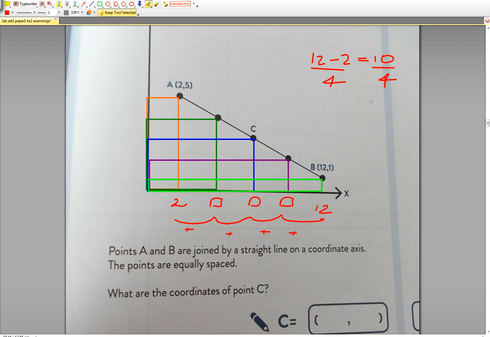So what's 10 divided by 4? Come on, go on. 2.5. So we add 2.5, add 2.5, and we add 2.5 each time.